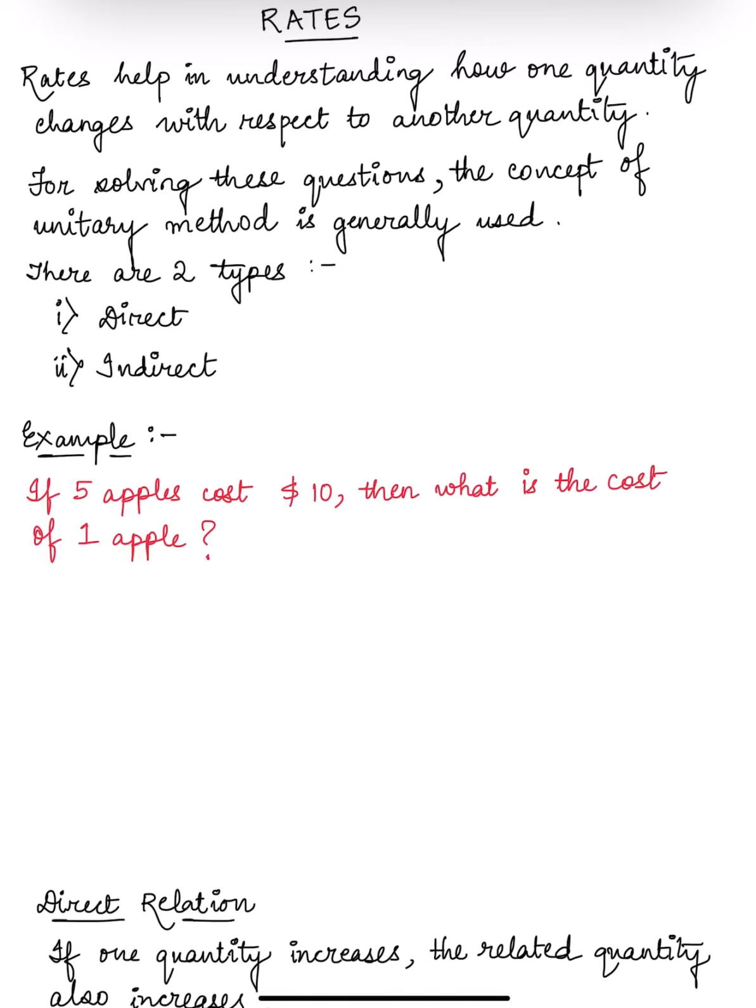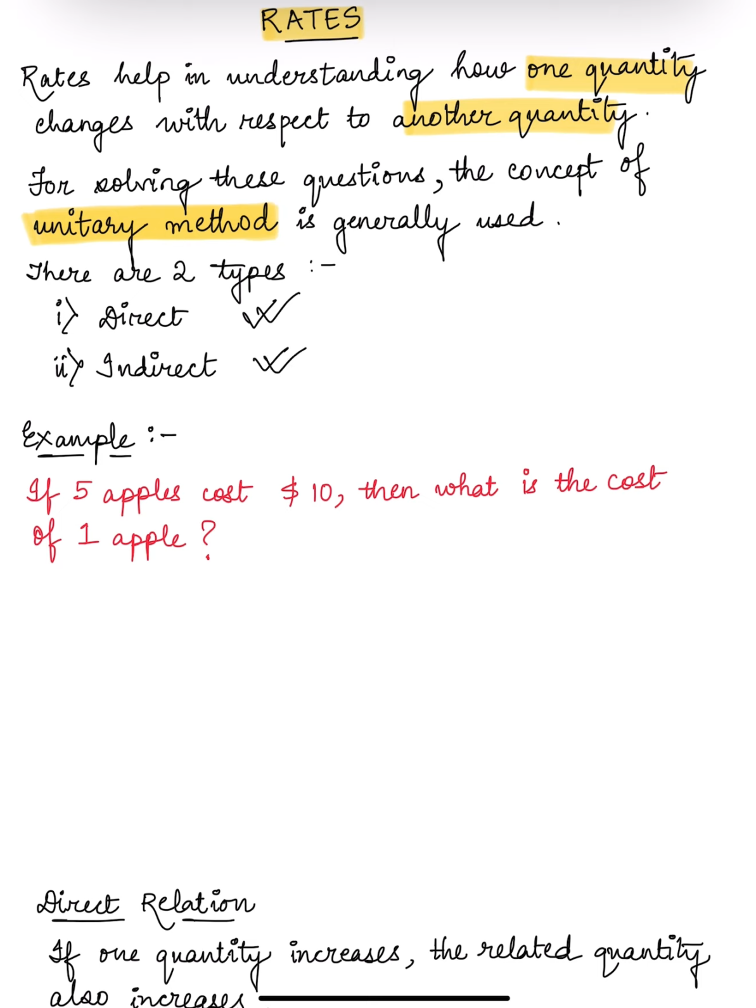Rates help in understanding how one quantity changes with respect to another quantity. For solving these types of questions, we use the concept of the unitary method. That's the common method, and it's a very simple way to solve questions on rates. There are two types of rates or unitary methods: the first being direct and the second being indirect.